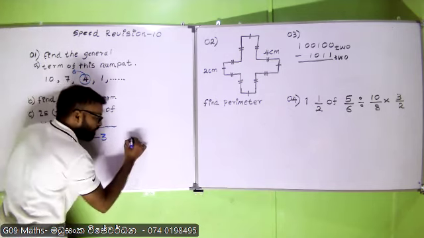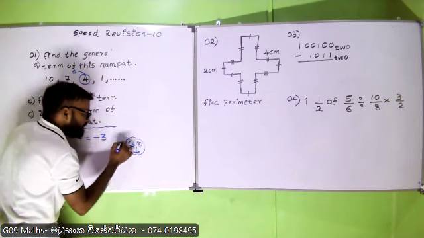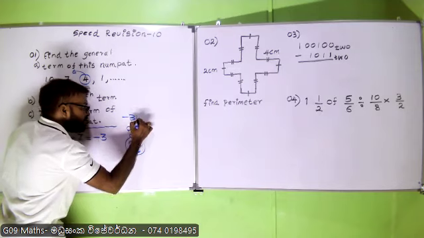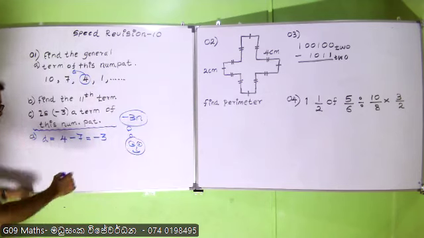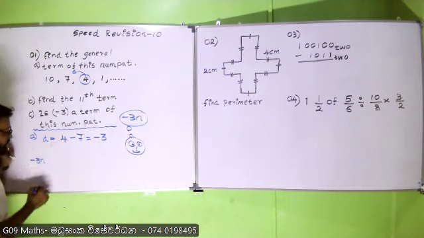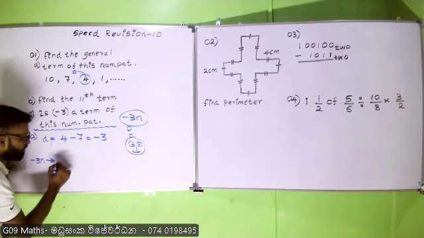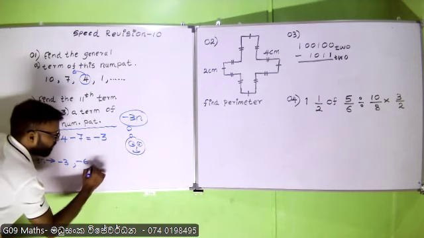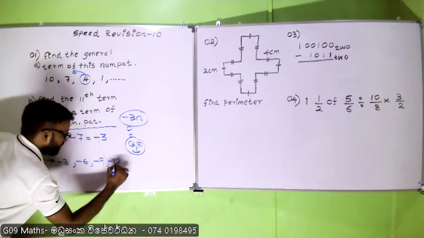Can you remember? Keep this minus 3 in your mind, like minus 3n. So multiples of minus 3. So now you are going to write multiples of minus 3n. So what are the multiples of minus 3? Starting from n equals 1, minus 3, then minus 6, then minus 9, then minus 12.